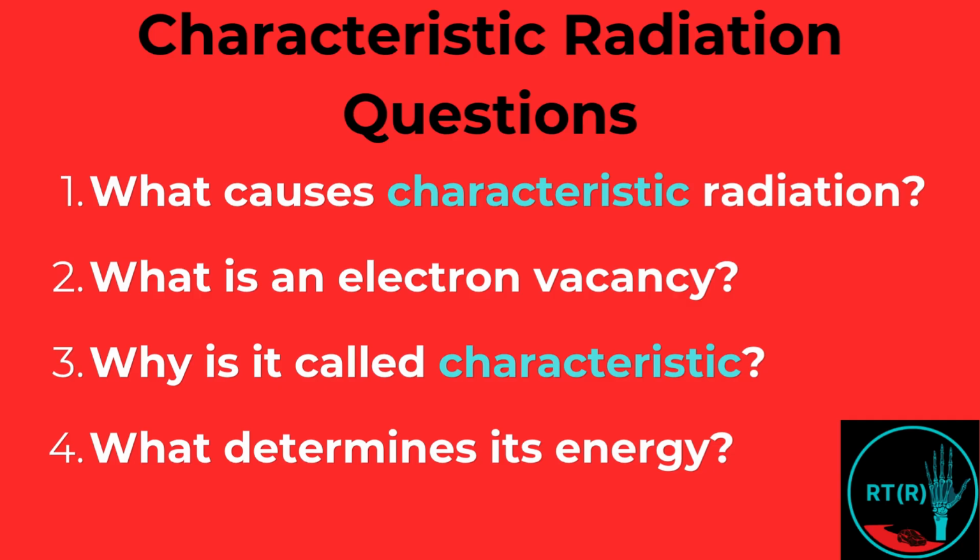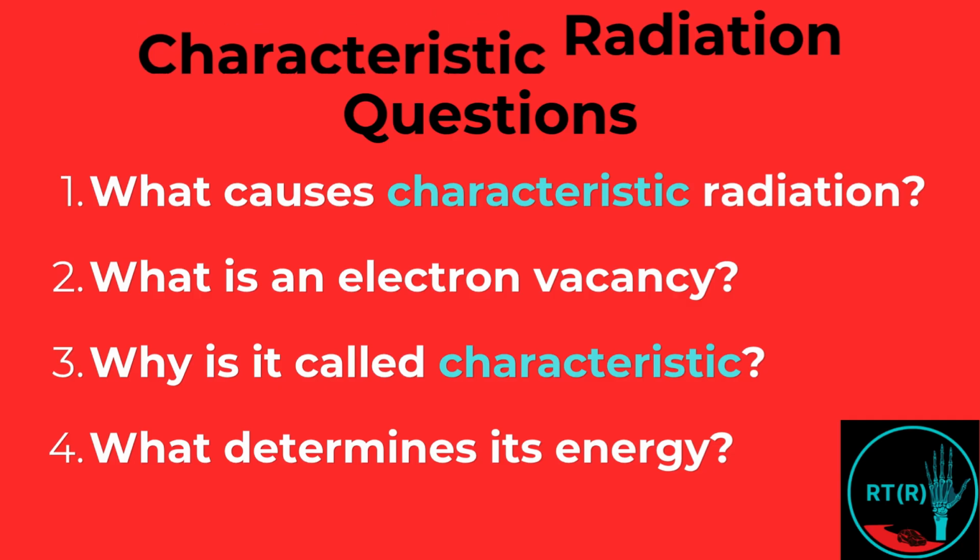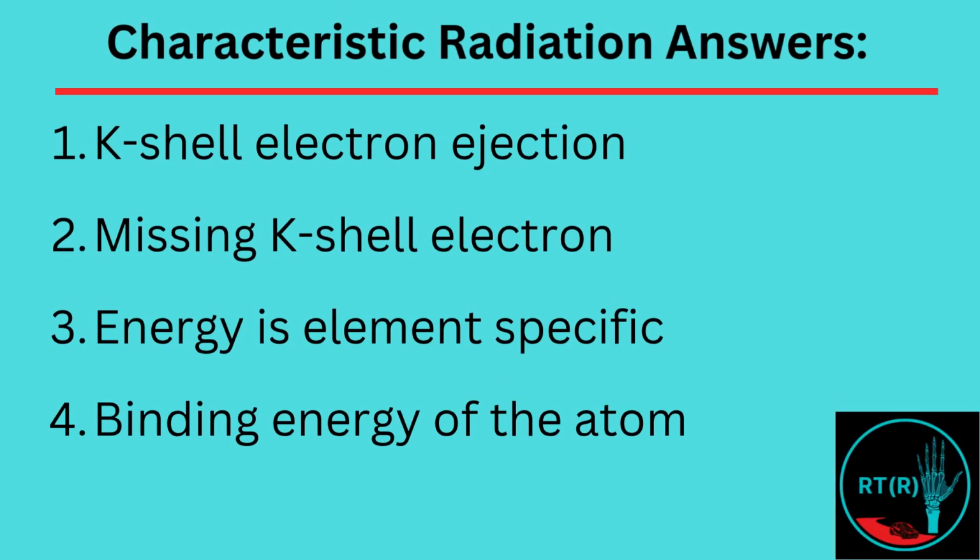Next set of questions. What causes characteristic radiation? What is a K-shell vacancy? Why is it called characteristic? What determines energy? Let's check your answers. What causes characteristic radiation? K-shell electron ejection. What is a K-shell vacancy? A missing inner shell electron, causing the gap. Why is it called characteristic? Energy is specific to the tungsten element. What determines its energy? Binding energy of the atom.